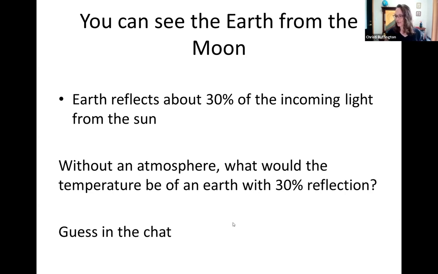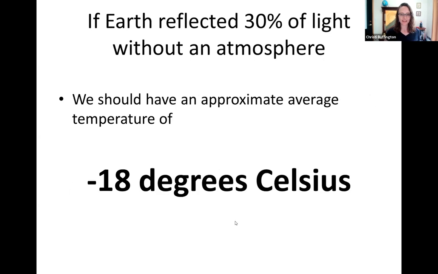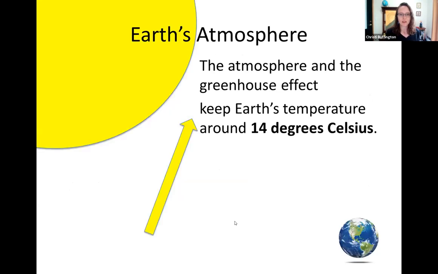So our guesses are around -10. Heike, who's an engineer, mentioned -20 degrees Celsius, and she wins the prize. We would have an approximate average temperature of -18 degrees Celsius. You know what that means? All of the water on the planet would be frozen. But that's not what happened.